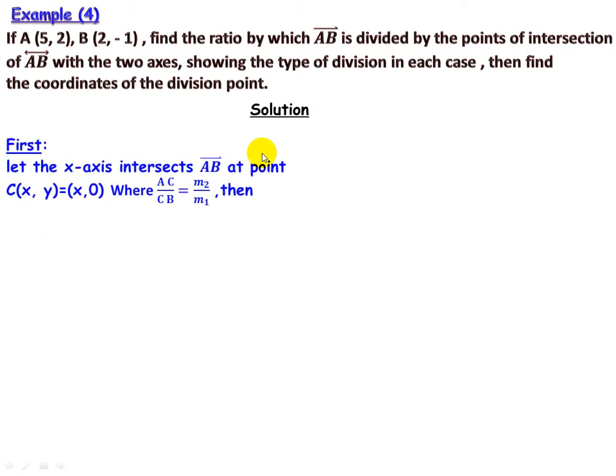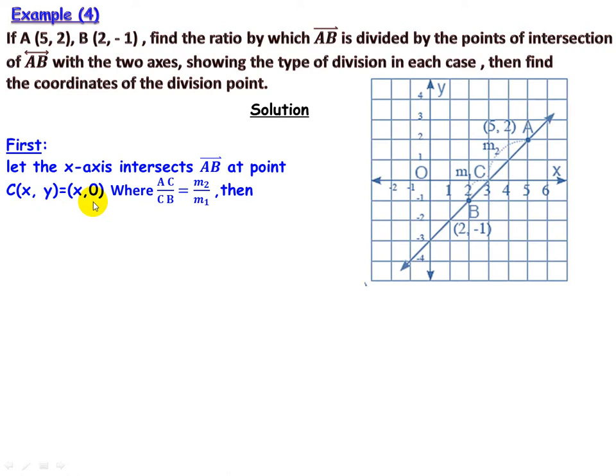First, let the x-axis intersect AB at point C, which equals (x, y). As you know, any point belonging to the x-axis has y coordinate 0. So, in the figure, AC over CB equals M2 over M1. This point C belongs to the x-axis, as I said, so it equals (x, 0). I will take the second coordinate, which is y equals (M1y1 plus M2y2) over (M1 plus M2).